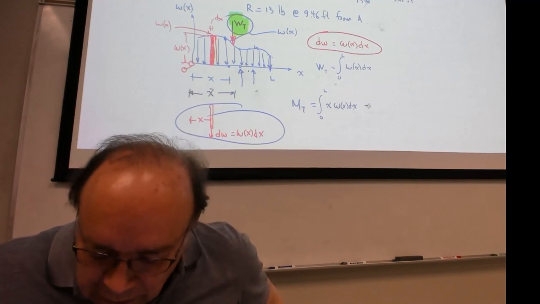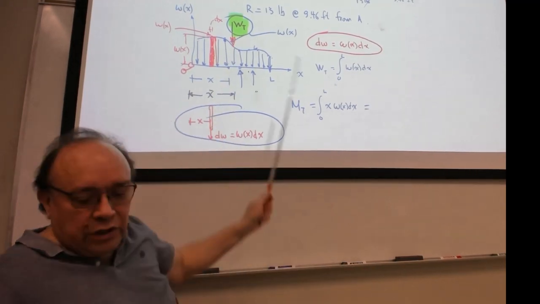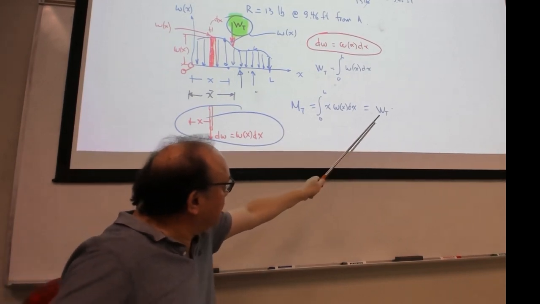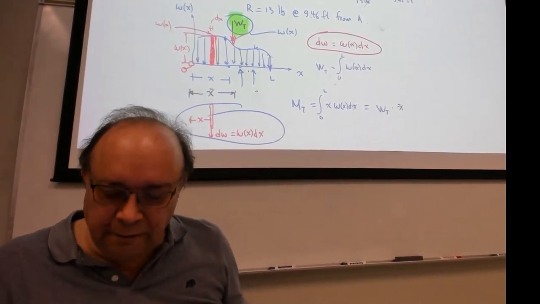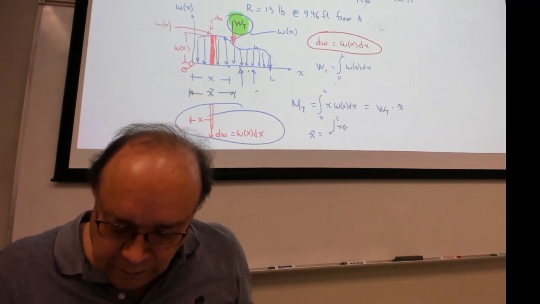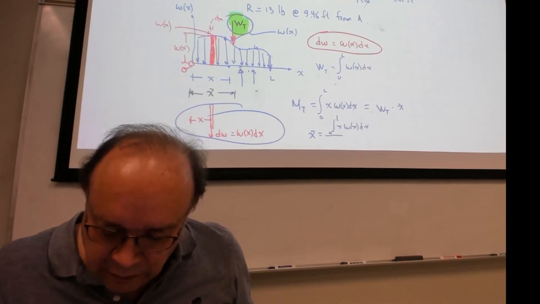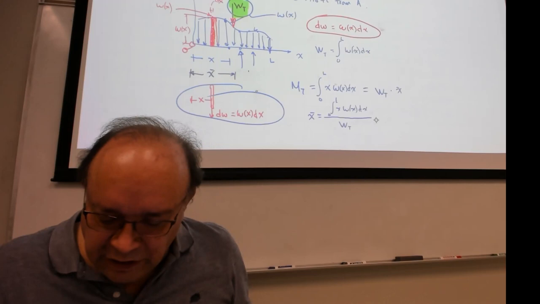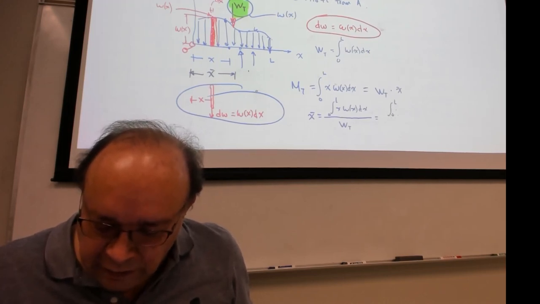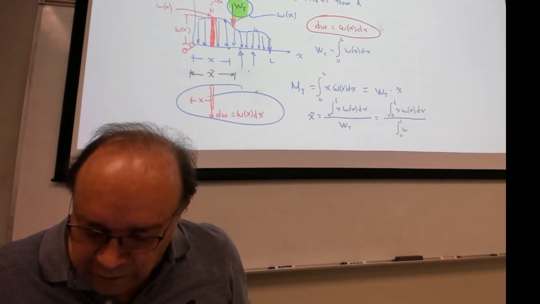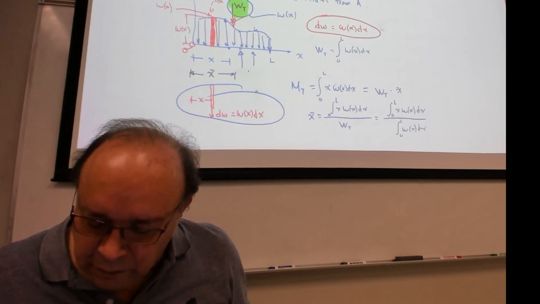And that moment has to be equal to the total force WT, multiplied by the distance at which I should locate that force in order to get the same value of the moment, so times x bar, right? Solving for x bar, I will have the integral from 0 to L of x W of x dx, divided by WT. In general, x bar equals the integral from 0 to L of x W of x dx divided by the integral from 0 to L of W of x dx, which is the total force, right?